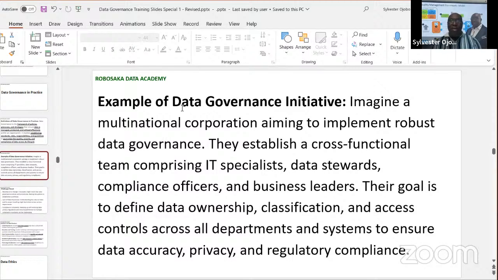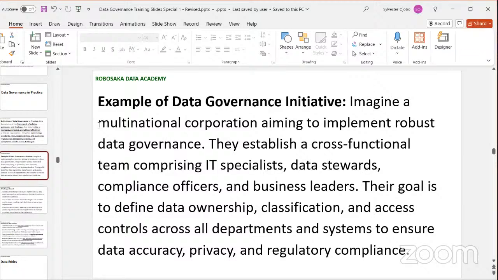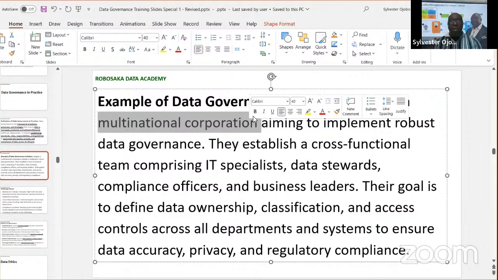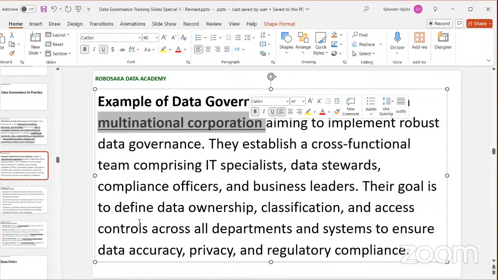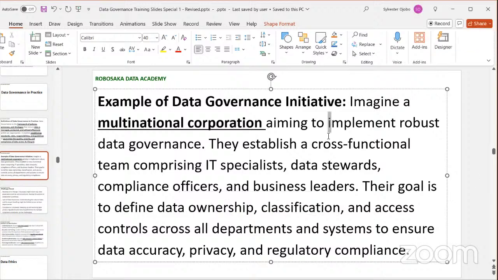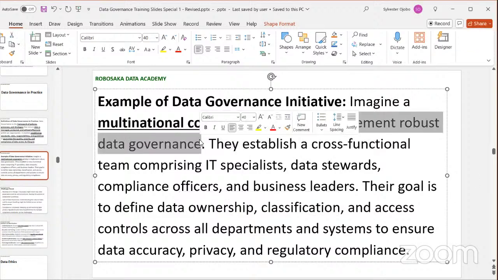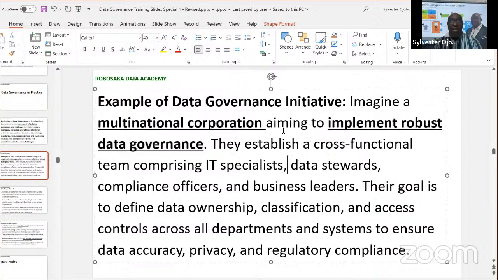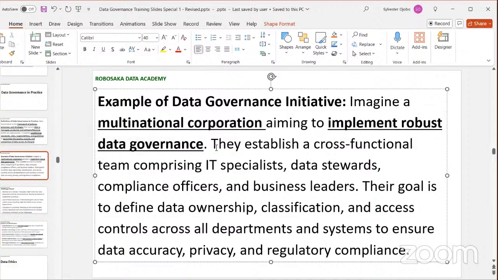Now, let's talk about this. The company is multi-what? Multinational corporation. It's a very big corporation, isn't it? Yes. Good. What is their aim? Aim is to implement robust data governance, to establish a cross-functional team. So the aim is to implement robust data governance.